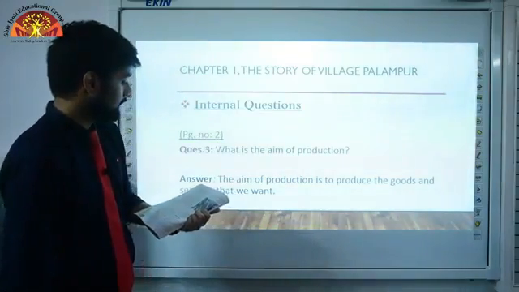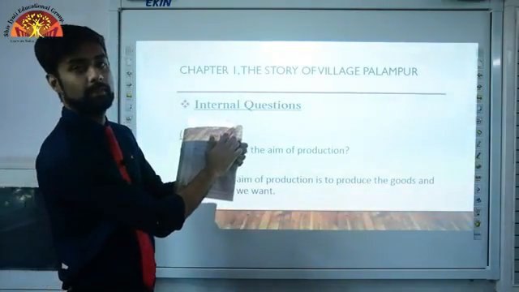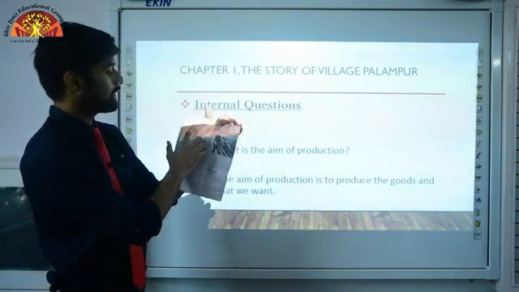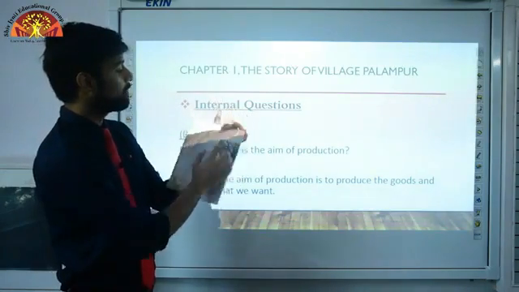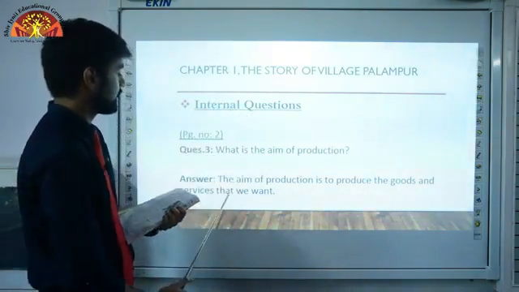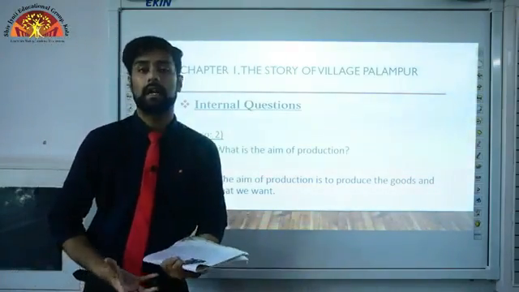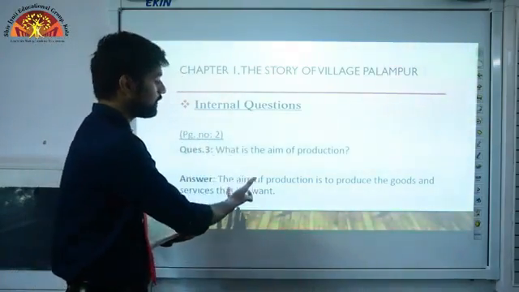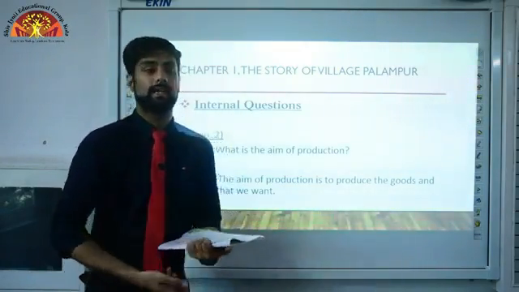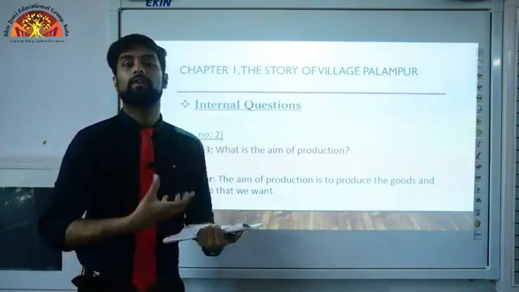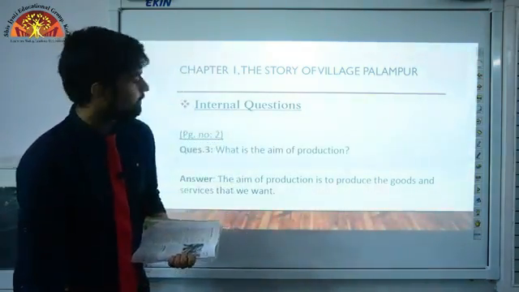So mark this answer. If you have written this question on the blank space given on page number 2, mark this answer, the very first line of this chapter. Okay, first paragraph, first line. The aim of production is to produce the goods and services that we want. What should a factory's aim of production be? To produce goods and services that we. Who are we here? Customer. The goods and services that the customer wants, that should be the aim of production, to provide goods and services to the customers. Okay, I hope you mark this question.